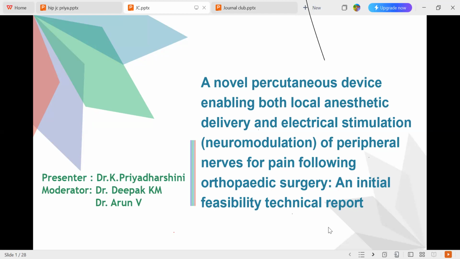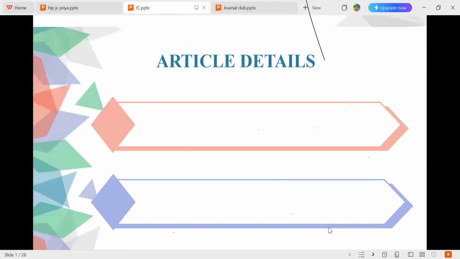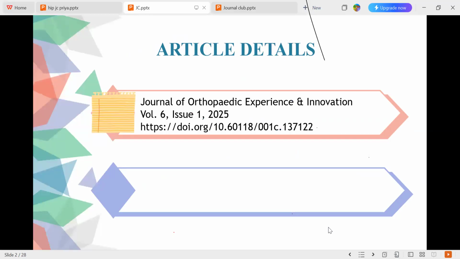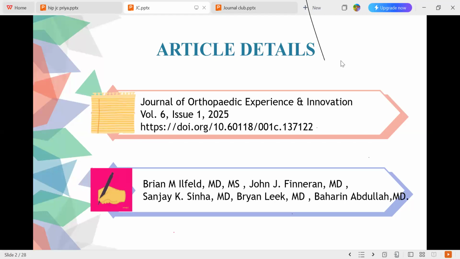It is an initial feasibility technical report, published in the Journal of Orthopedic Experience and Innovation in 2025. These are the following authors.